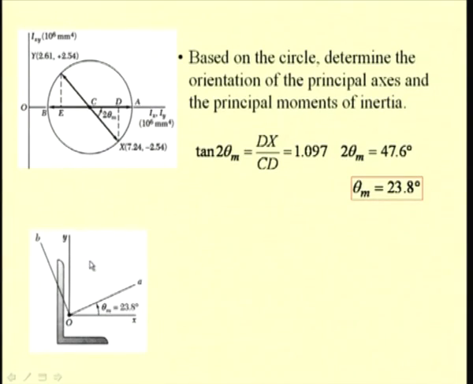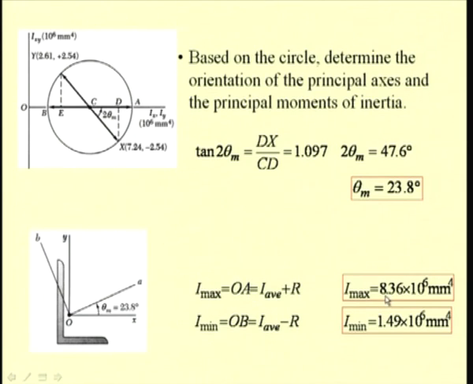Now, we can also determine their values, that is the values of A and B, by measuring the distances OA and OB, and from the measurement it becomes 8.36 into 10 to the power of 6 mm to the power of 4. This is also equal to I average plus R, and I minimum is nothing but this distance OB. So, you can graphically measure this, or you can also compute it as I average minus R, which is 1.49 into 10 to the power of 6. So, now we have determined the principal moments as well as the axes through which these principal moments have been computed.